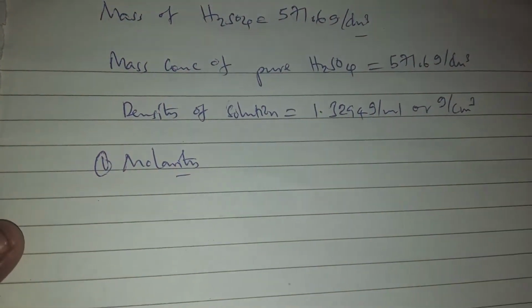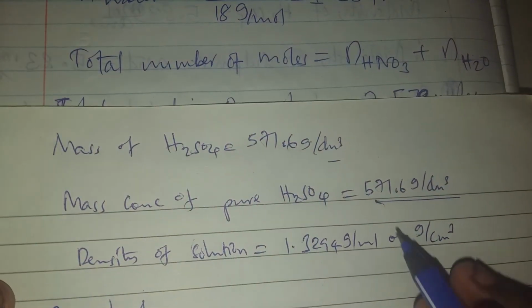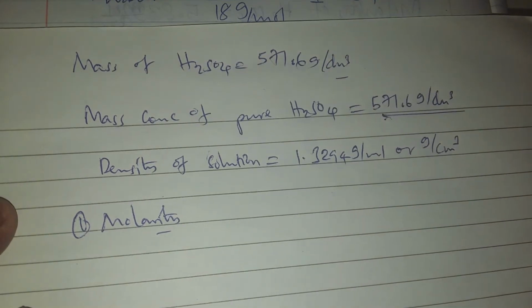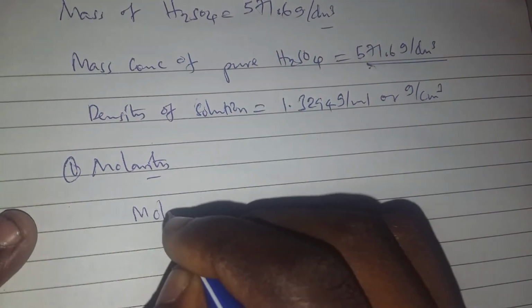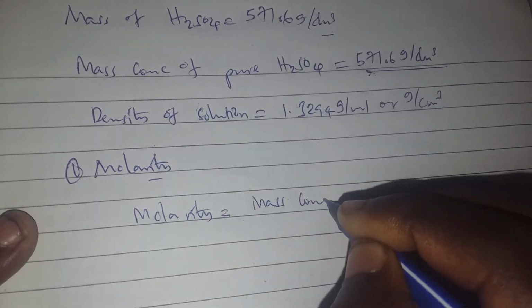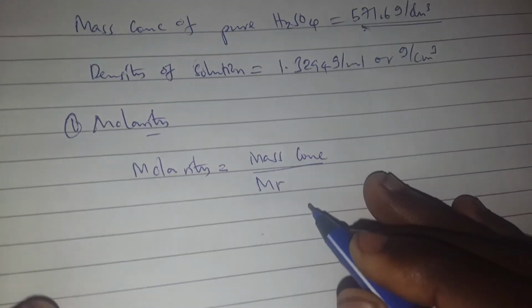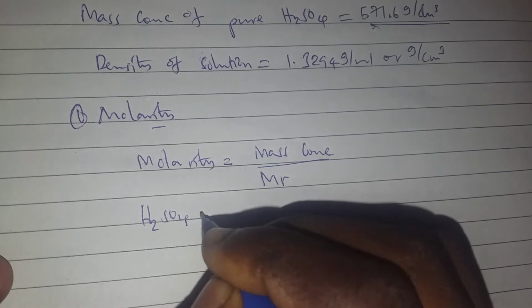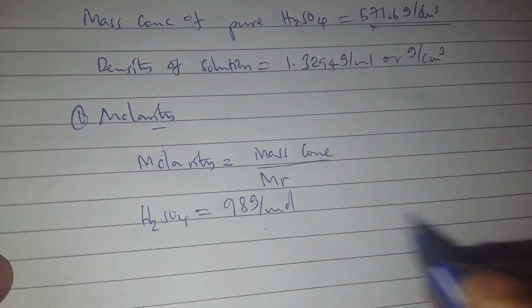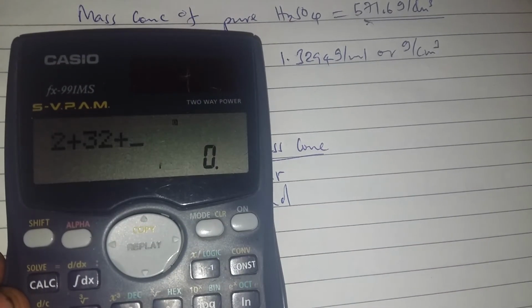Molarity of sulfuric acid. Now remember, I told you that this is the concentration of pure sulfuric acid, because we are told it contains 571.6 grams of sulfuric acid in 1 dm cube. And when we take mass divided by volume, it is mass concentration. Now we know that molarity is equal to mass concentration divided by molar mass. And we know for H2SO4 the molar mass is 98 gram per mole. Or we can prove it by calculation: hydrogen 2 plus sulfur 32 plus 16 times 4 is 98.